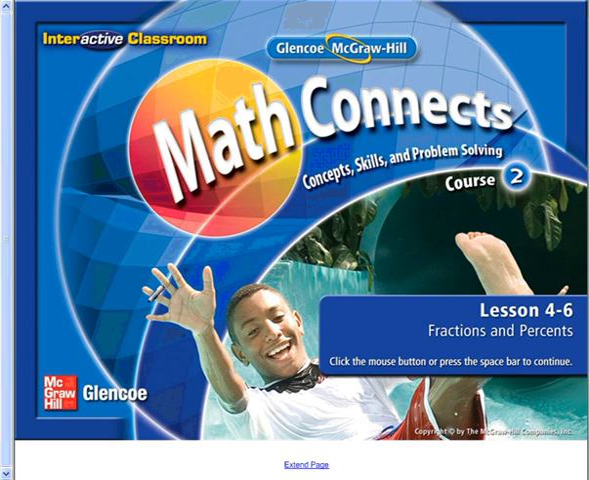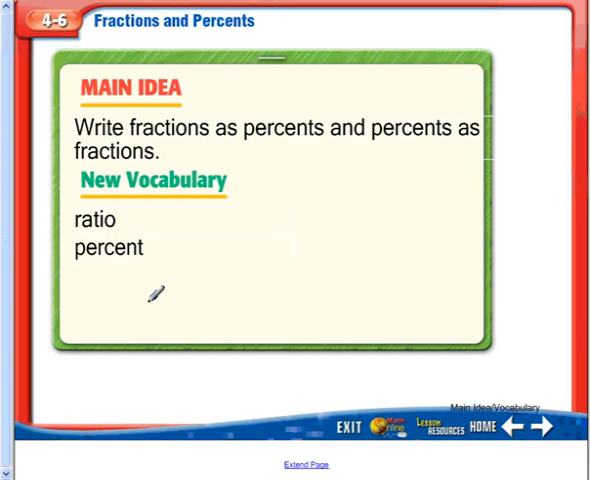In lesson 4-6, we will write fractions as percents and percents as fractions. A ratio is one way to write a part to a whole. For example, 76 is a part and 100 is my whole. 76 over 100 is a ratio, and 76 is the part, 100 is the whole, and as a percent, we would say 76%.